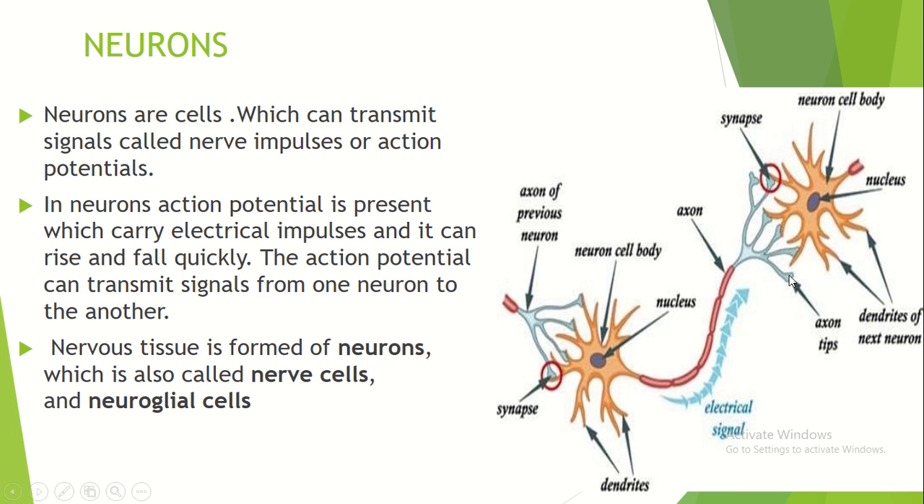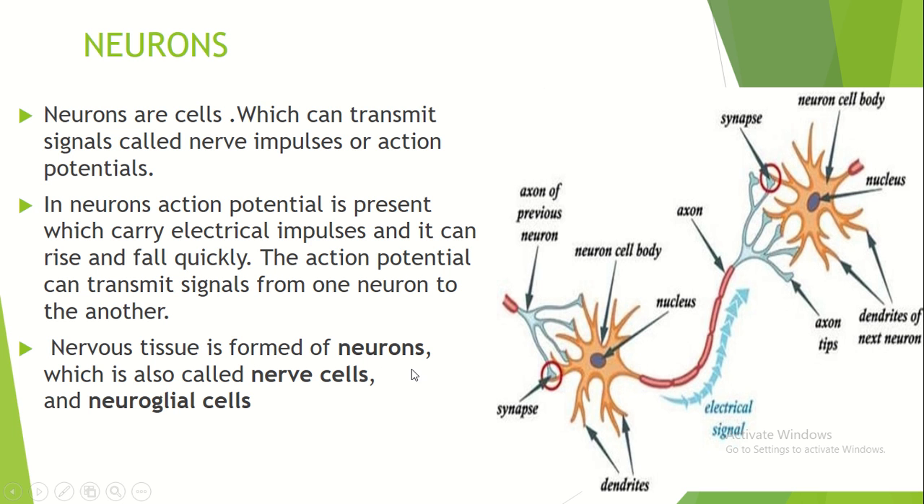And these are the axon tips, and the dendrites, the same ones we have already seen. So this is a continuation process. Through this, the action potential can transmit signals from one neuron to the other. How? Because they are connected, so the signals are transported from one neuron to the other.